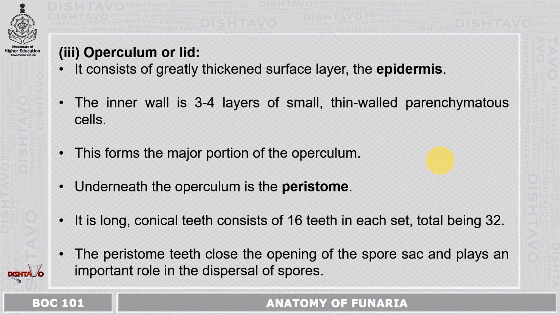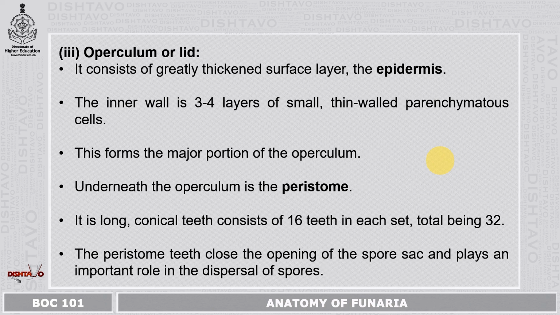The third region of the capsule is the operculum or the lid. It consists of a greatly thickened surface layer which is known as the epidermis. The inner wall is of 3 to 4 layers of small, thin-walled parenchymatous cells. This forms the major portion of the operculum.